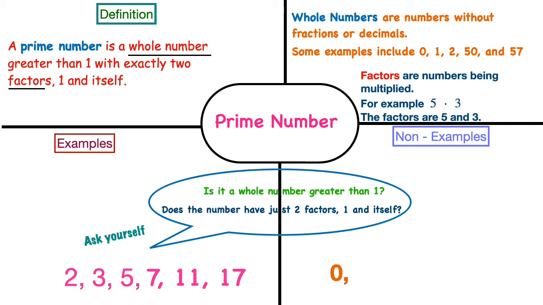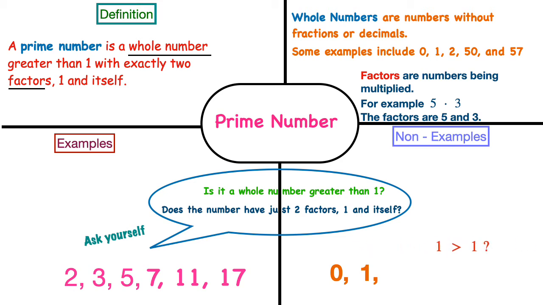So let's look at the number 0. Starting with the first question, is 0 greater than 1? Well, no, it's not. So it's not a prime number. Let's look at another one. Let's look at the number 1. Ask ourselves that first question. Is 1 greater than 1? Well, no, it's not. It's equal to 1, but it's not greater than 1. So 1 is not a prime number.